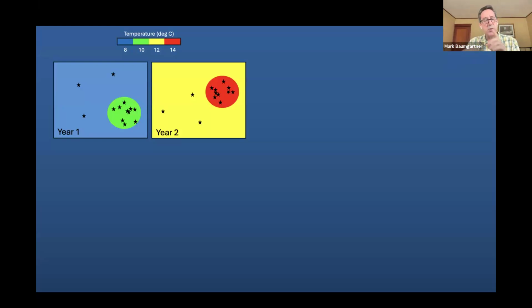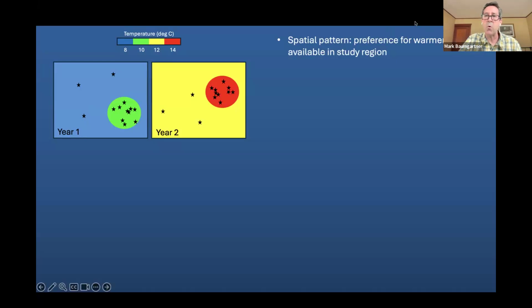Then the next year you go out and you do the exact same survey in the exact same place. And this time, things have shifted. The background, the vast majority of the area has even warmer water, but now all your species, all your sightings or detections are in this cluster of even warmer water. So in this case, the spatial pattern that's true is that this species has a preference for the warmest water that's available to it in the study region.